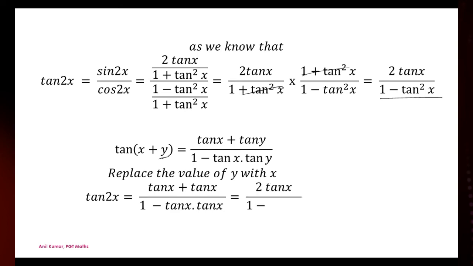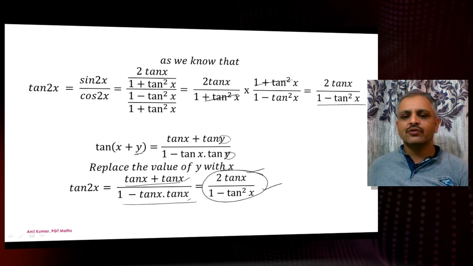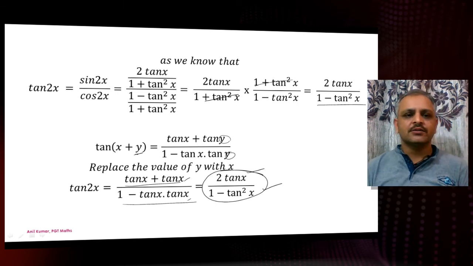And on this side, tan x plus tan y over 1 minus tan x into tan y, y is to be replaced with x. So tan x plus tan x, 2 tan x, and the denominator will become 1 minus tan square x. So this is our identity that tan 2x will be equal to 2 tan x by 1 minus tan square x. So these were the tan 2x, sin 2x, and cos 2x.